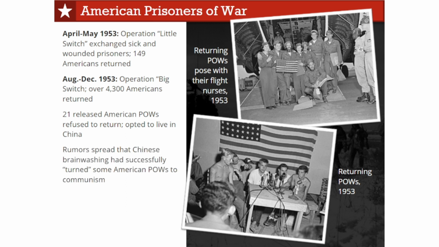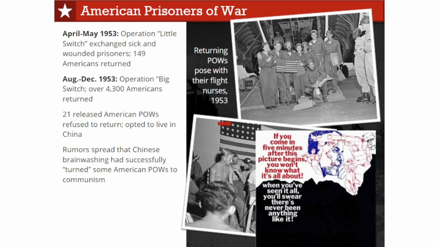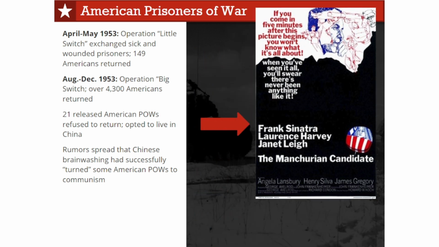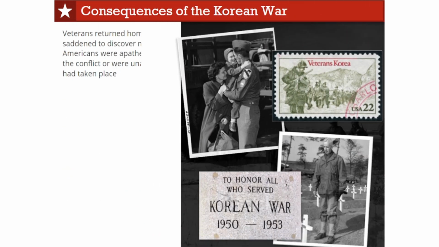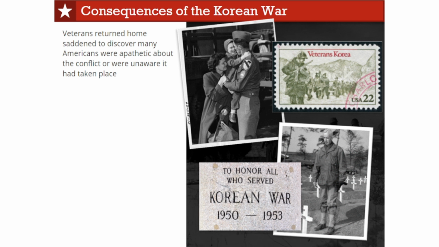Rumors began to spread that the Chinese had used brainwashing techniques to successfully turn some American POWs to communism. Films in the 1950s and 60s fed off these fears. Korean War veterans returned home saddened to discover that many Americans were apathetic about the conflict and that too many civilians were unaware the war had even been happening or even knew where Korea was. The war has often been called the Forgotten War, largely because of the lack of public attention it received both during and after the war.